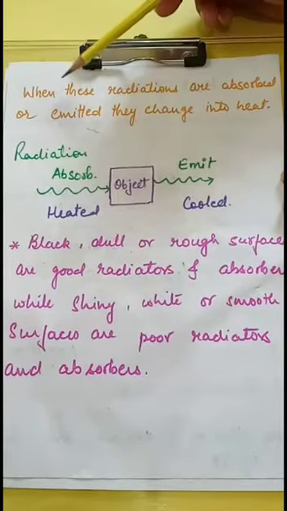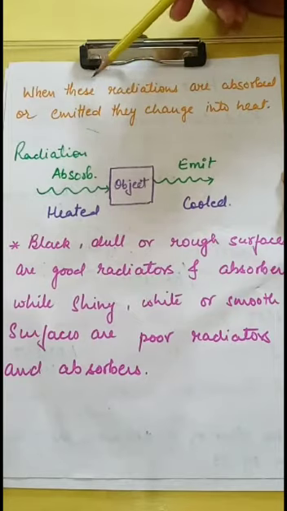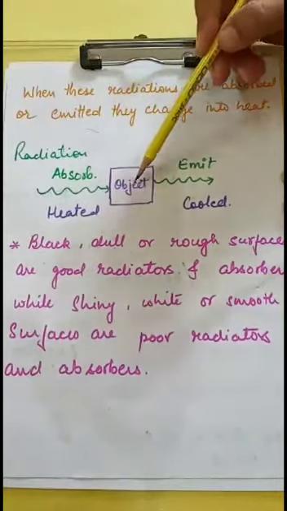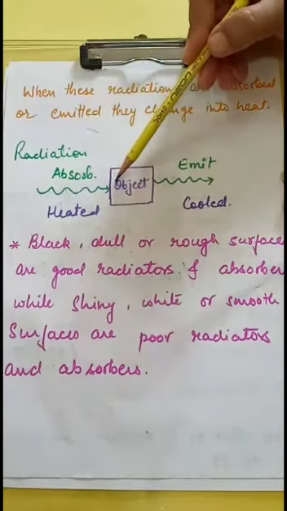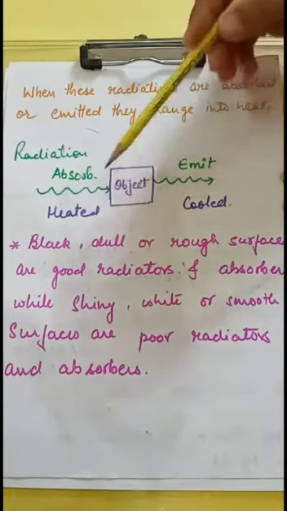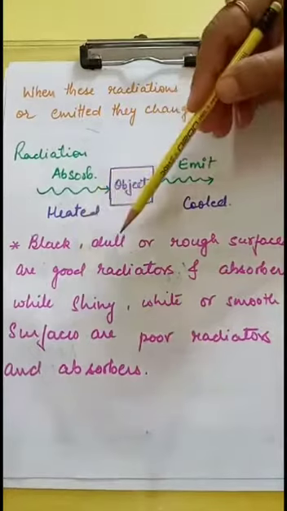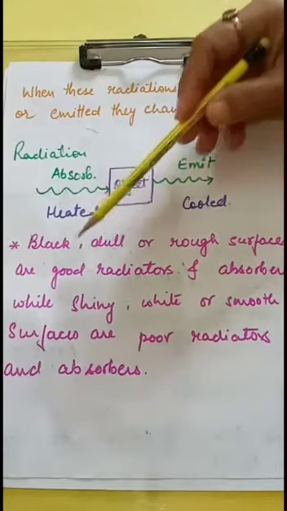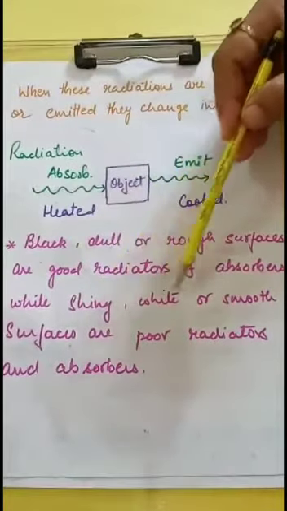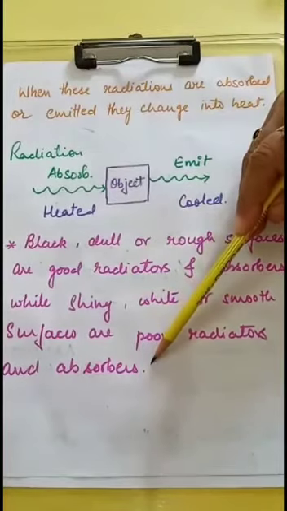What happens when these radiations are absorbed or emitted? When these radiations are absorbed or emitted, they are changed to heat. For example, if an object absorbs the heat radiation, it gets heated, and if it emits the heat radiation, it is cooled. Black, dull or rough surfaces are good radiators and absorbers, while shiny white or smooth surfaces are poor radiators or absorbers.